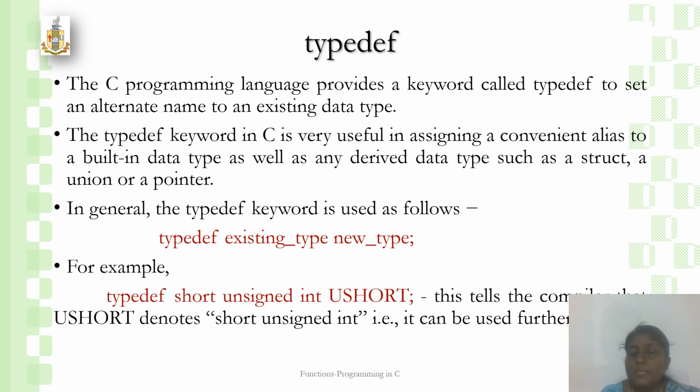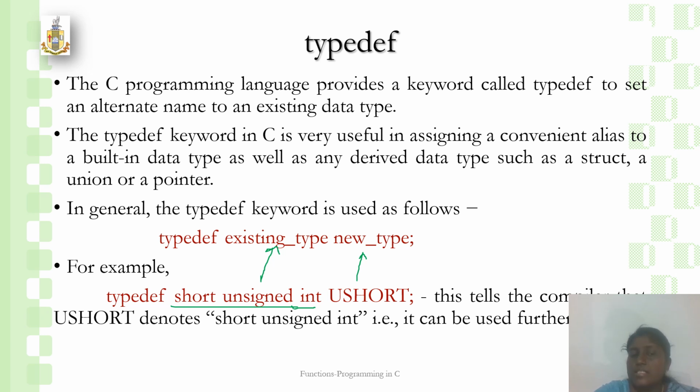So here in the example, typedef short unsigned int is the existing type, and ushort is the new type which you want to define. It may be anything, whatever name you are comfortable with, you can give that name. So now ushort denotes short unsigned int.